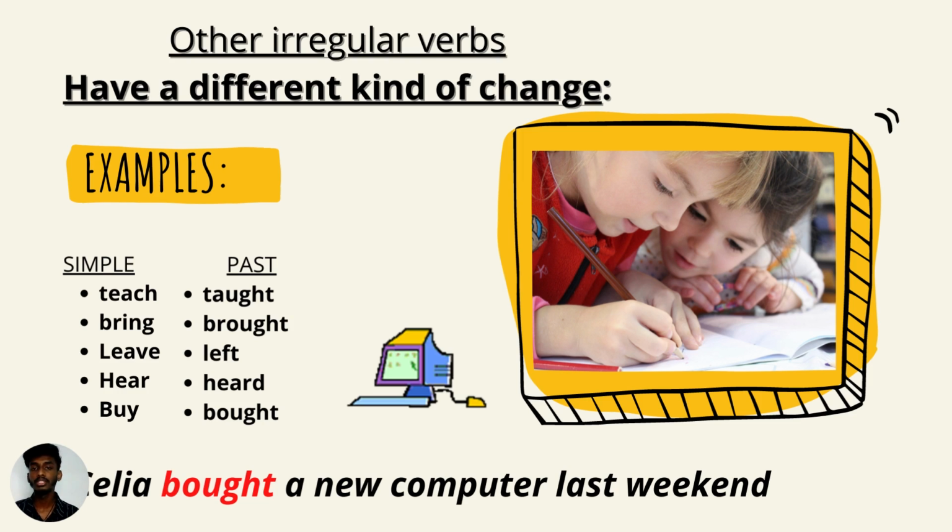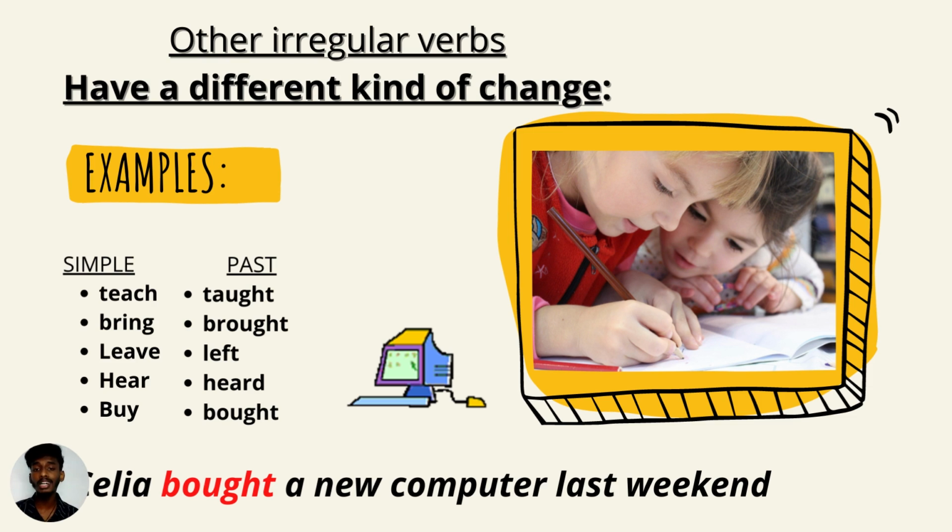Other irregular verbs. Other than regular verbs and vowel-changing irregular verbs, we have other irregular verbs which have a different kind of change. The examples are the simple words teach, bring, leave, hear, and buy. And in the past tense, they change to taught, brought, left, heard, and also bought.